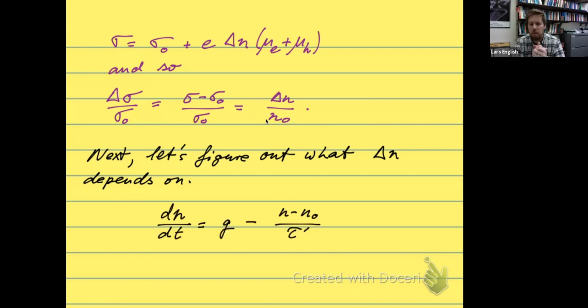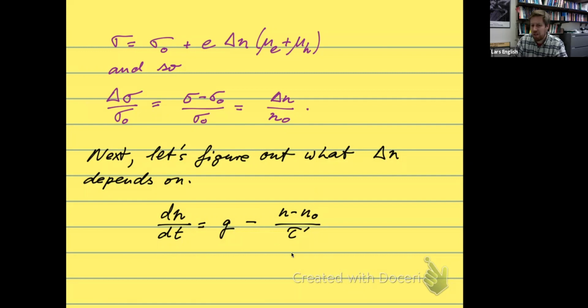Okay, so here's a dynamical equation for N. It's a first order differential equation. What I'm saying here is, how can we change the N? Right, so it's a time derivative of N. So how can we change the N in time? Well, we can create new electron hole pairs. That's got to be the G.